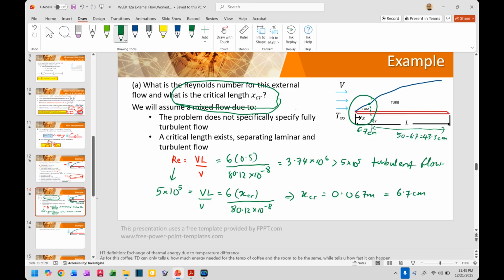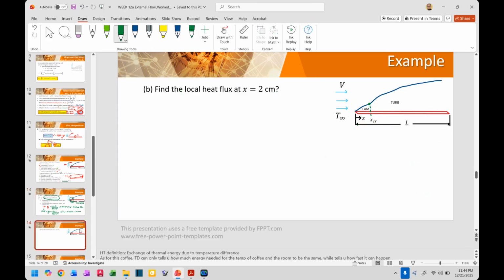Okay, the entire length is 50. Now, we assume also this is a mixed flow because there is a critical length that exists. That means there is a laminar transition into a turbulent flow. Okay, so X critical is there, and so we can safely assume this is a mixed flow regime. Okay, let's move to question B.